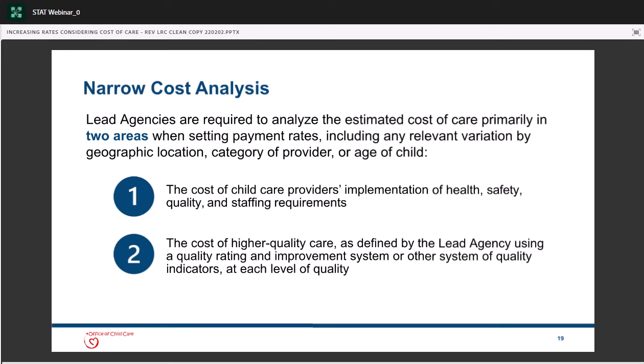A resource you may find helpful to review or re-review is the guidance on estimating and reporting the costs of child care. This is found with the other equal access resources on the site that we just reviewed on the NCSIA site, and we'll include a link in the chat as well. The analysis within the narrow cost analysis must identify the gaps between the cost of care and subsidy rates and then be considered as a part of the rate setting process.